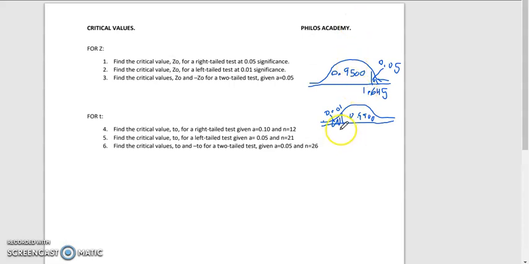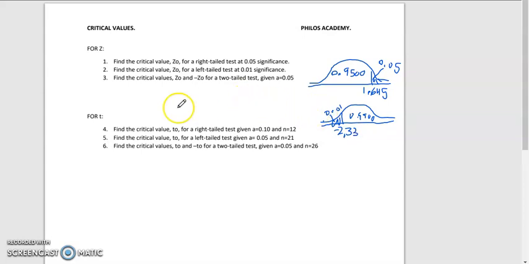So therefore, your critical value of z will be 2.33. But look at something. This is at the left hand side, isn't it? So you have to attach negative to it. Negative 2.33. Okay, that's your answer for 2.